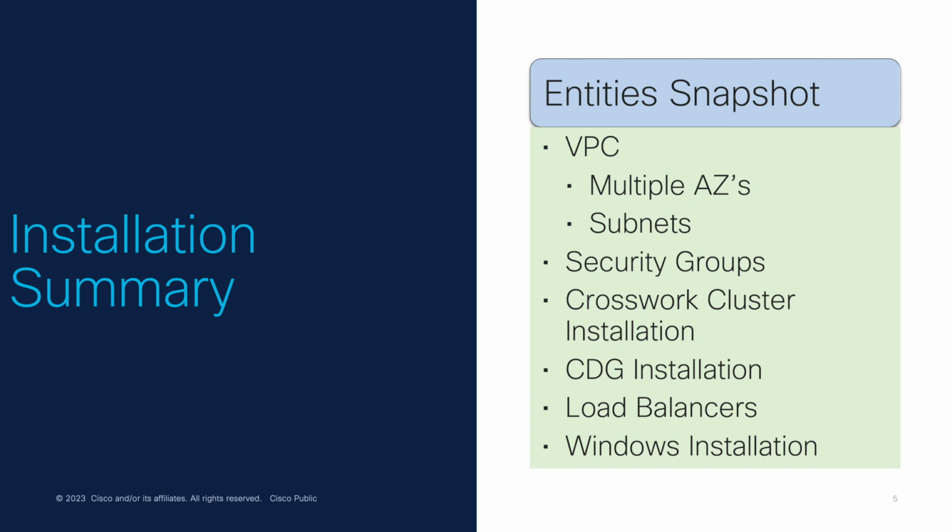This is the installation summary, where we'll be talking about the entities that are deployed here today, which include VPCs, created from the ground up. We will create multi-AZs, we'll create subnets, or rather the scripts will create subnets. Nothing needs to be done manually. Everything is automated, everything is scripted. The templates will deploy VPCs, multi-AZs, subnets, security groups, the CNC cluster installation, which involves 3 nodes, CDGs, which will be 2 of them, the load balancers that are required for the communication, and the Windows machine that will also be installed here.